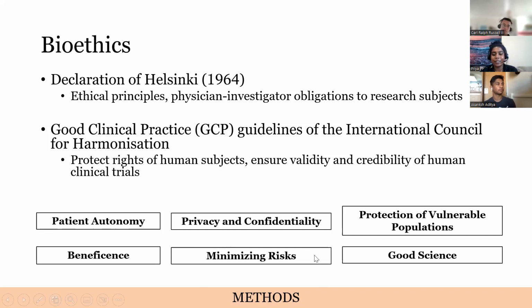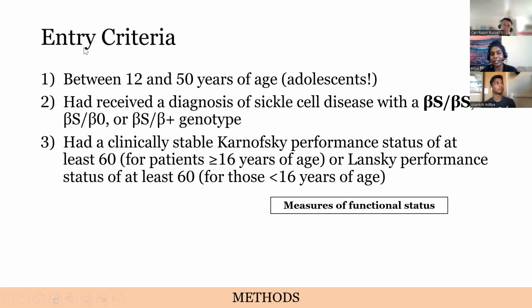Autonomy, beneficence, confidentiality, privacy, of course, minimizing risks, right, while maximizing benefit, and also protecting vulnerable populations. In this study, for example, this is especially important because if you look at the entry criteria, they include adolescents, and children are considered a vulnerable population. They have decreased autonomy compared to adults. And so, you know, there are some additional steps you need to take in that case.